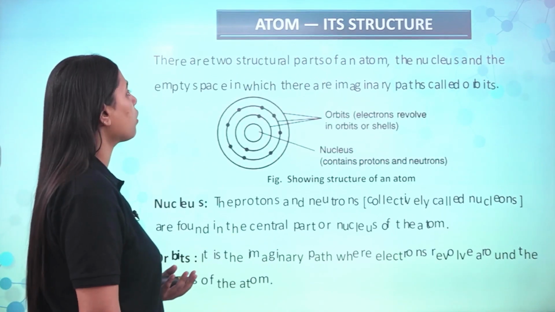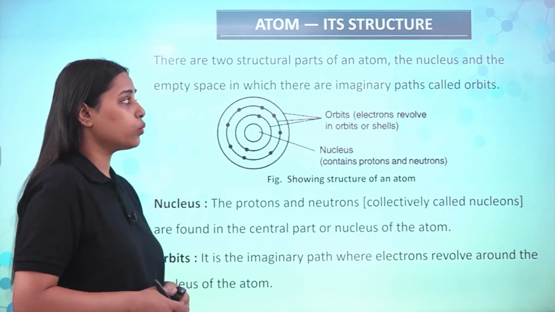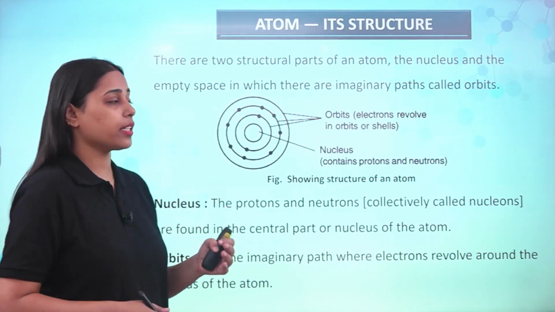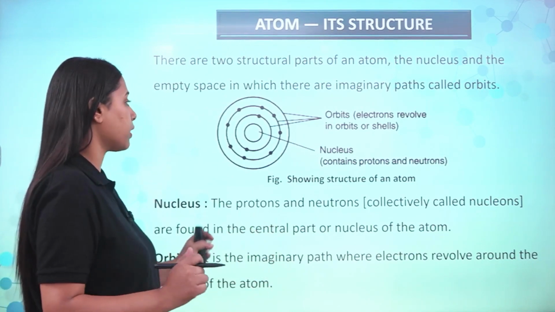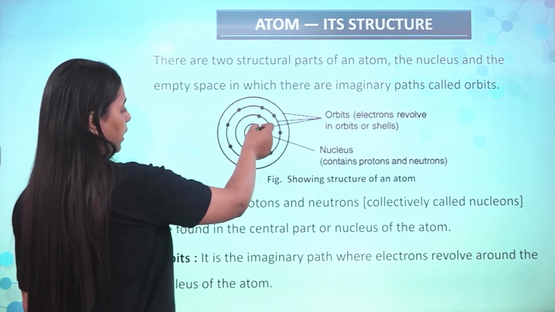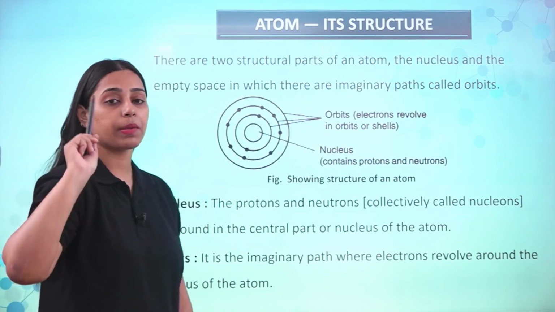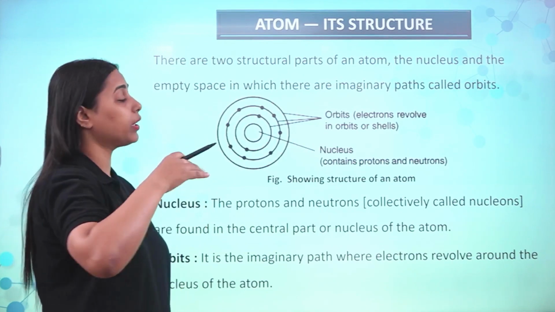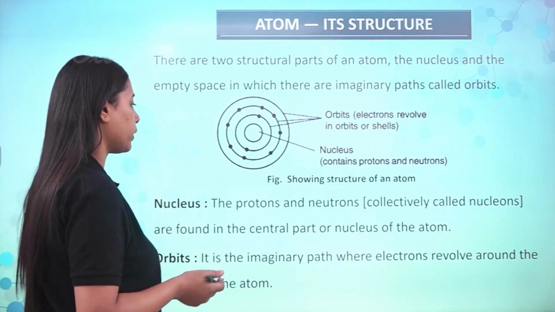If we talk about the structure, there are two structural parts of an atom, known as the nucleus and the empty space in which imaginary paths known as orbits are present. This is a general representation which shows that this central part is the nucleus and these concentric rings are your imaginary paths, which you call orbits or shells also. Electrons are found in these orbits only.